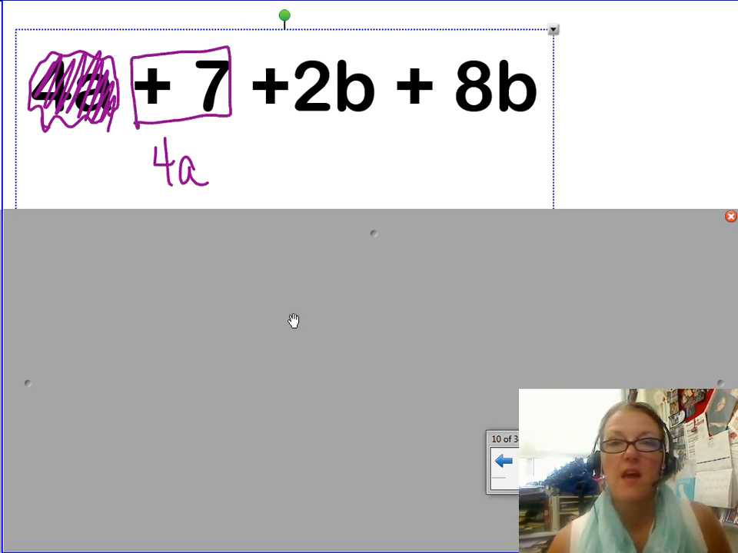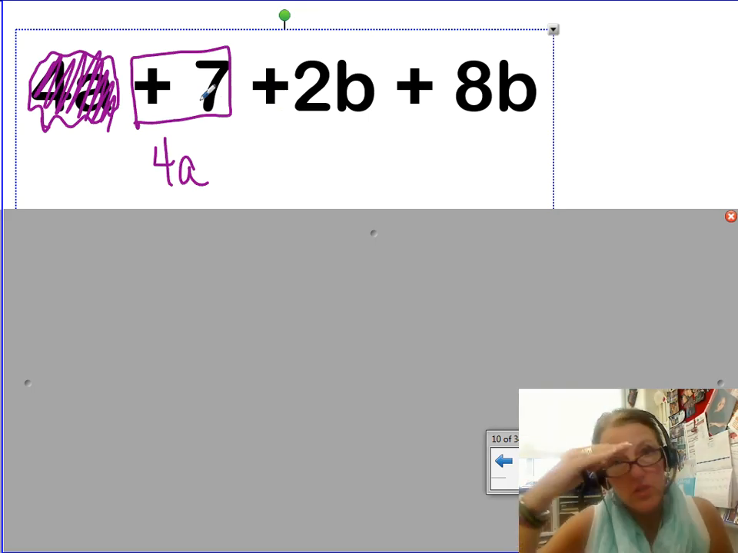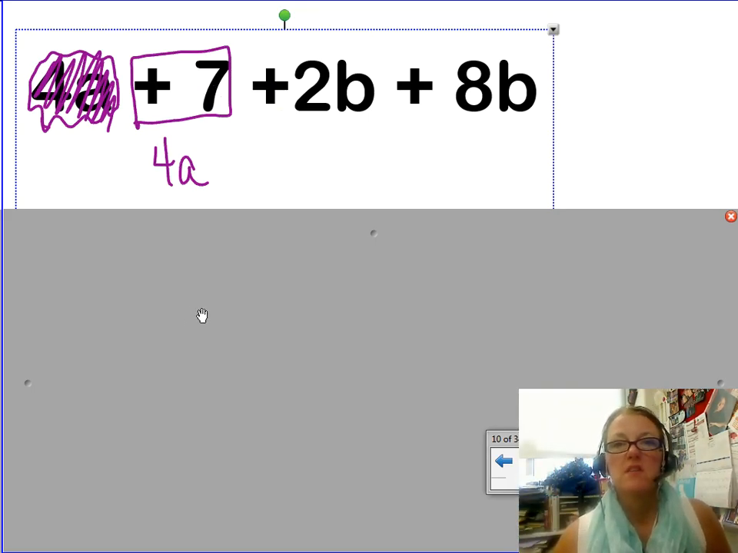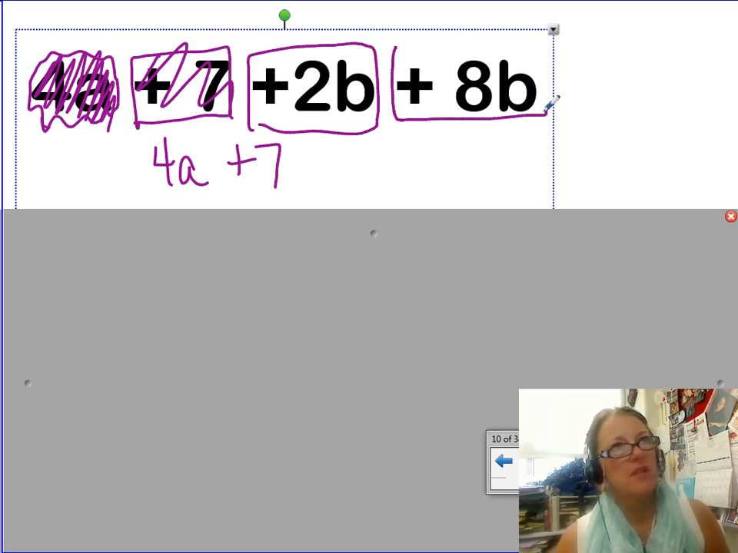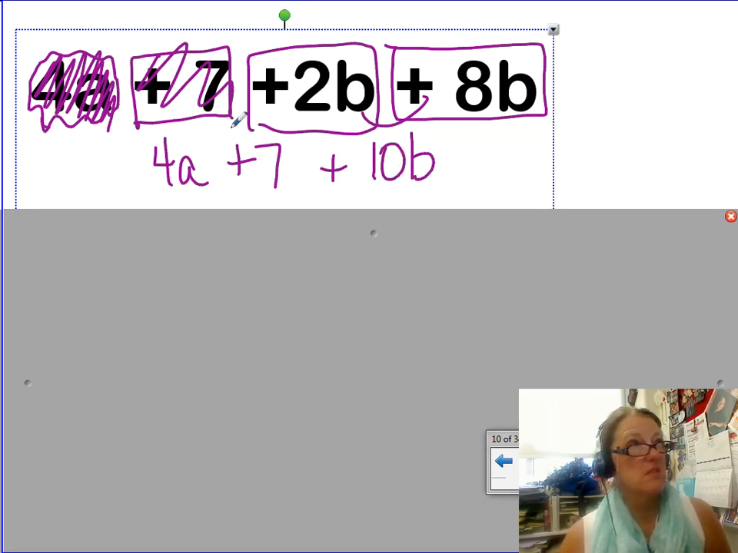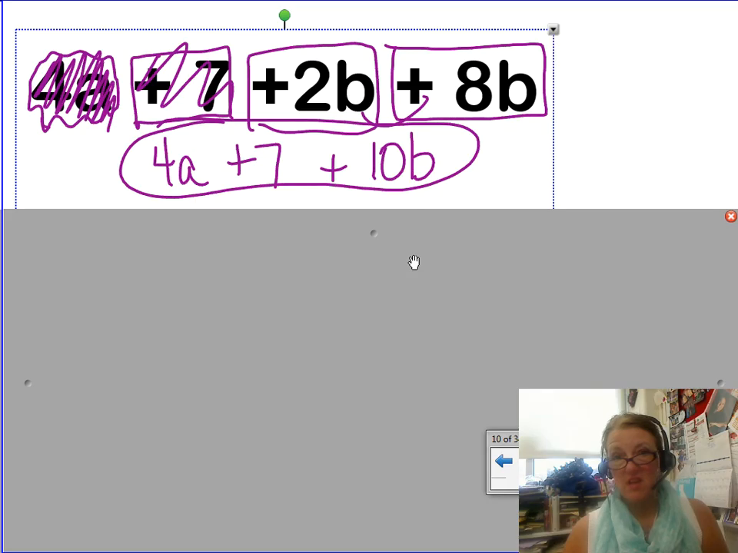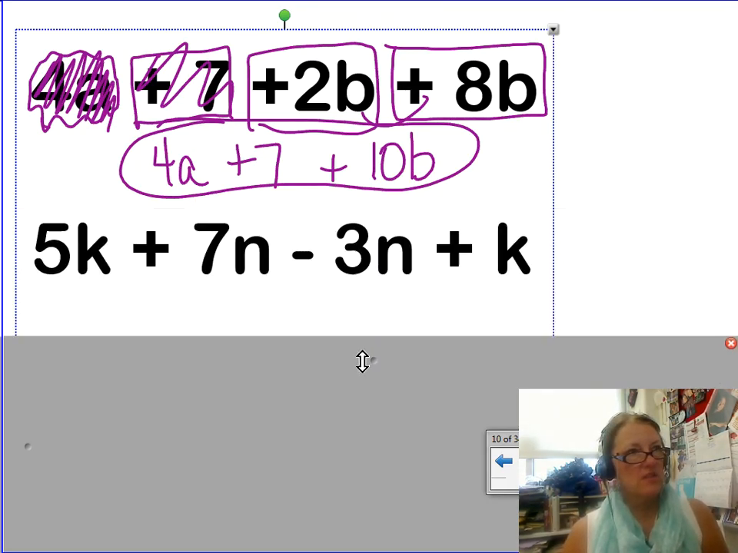Now, 7 doesn't have a variable. It's just a number. We sometimes in math also call that a constant because it's 7. It doesn't change, it's just there. And so you look down the expression, see if there are any other constants in there. No other numbers, so guess what? 7, you're coming down as well. But then I have a plus 2b and a plus 8b. Those guys are alike, and you can combine them into 10b's. But that's all you can do, okay? But at least we simplified it a little bit. There you go.